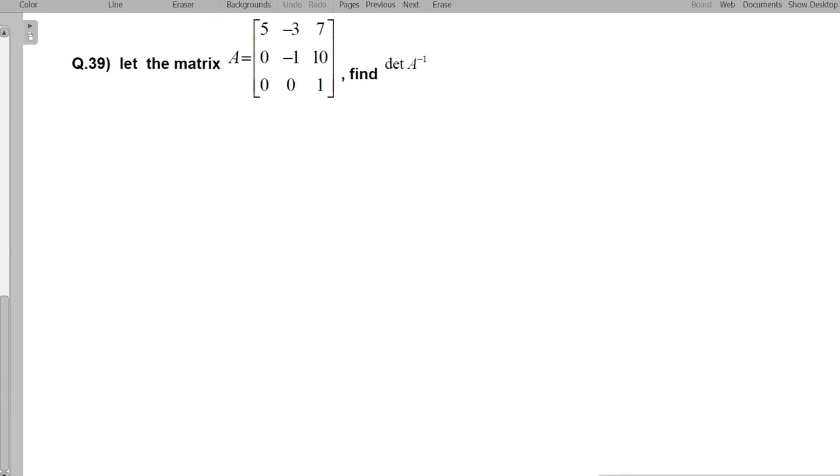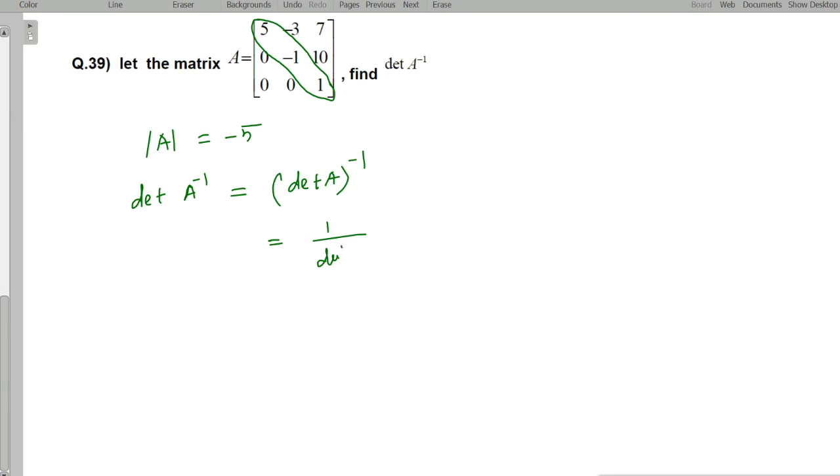Let the matrix A be given. Find the determinant of A inverse. This is an upper triangular matrix. The determinant of A is simply the product of the corresponding main diagonal elements. If you multiply, you may get minus 5. Now the question is to find the determinant of A inverse, which is nothing but the determinant of A whole power minus 1, which is equal to 1 by determinant of A. That means you may get 1 by minus 5. The answer is minus 1 by 5.